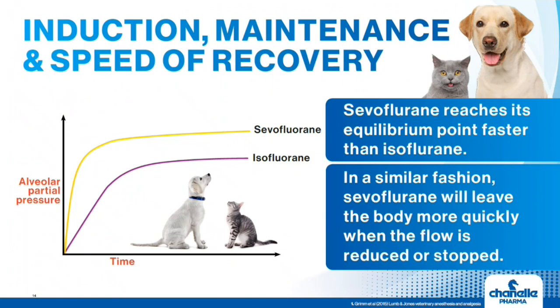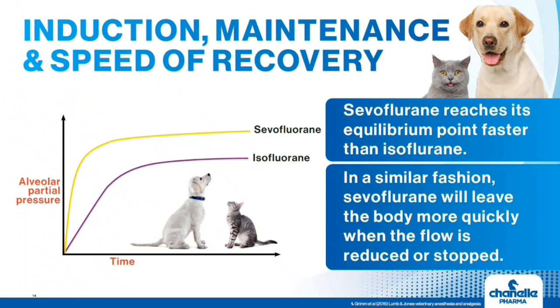So when we look at the alveolar partial pressure against time graphs for sevoflurane and isoflurane, we can see a key difference between these two anaesthetic agents. As you can see on the graph here, sevoflurane's curve is steeper, meaning it's reaching its effect faster than isoflurane. So why is this?